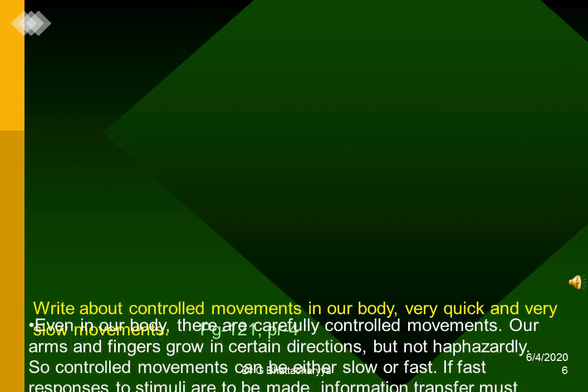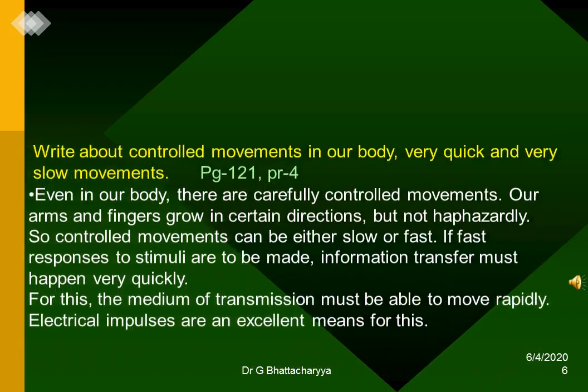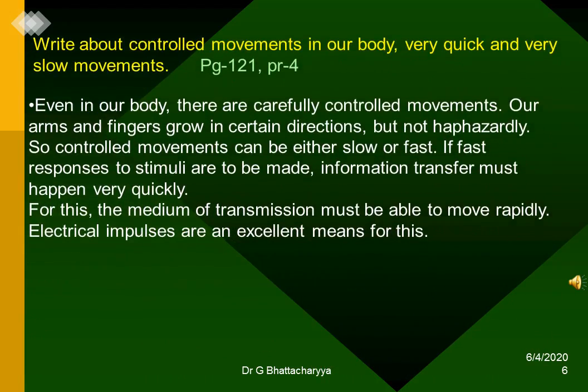Write about controlled movements in our body, very quick and very slow movements. Even in our body, there are carefully controlled movements. Our arms and fingers grow in certain direction, but not haphazardly. So, controlled movements can be either slow or fast.